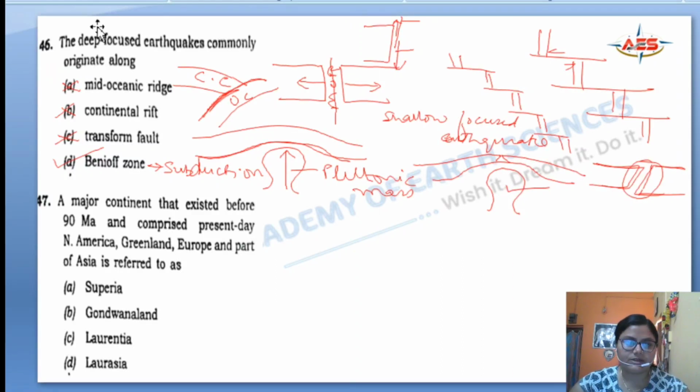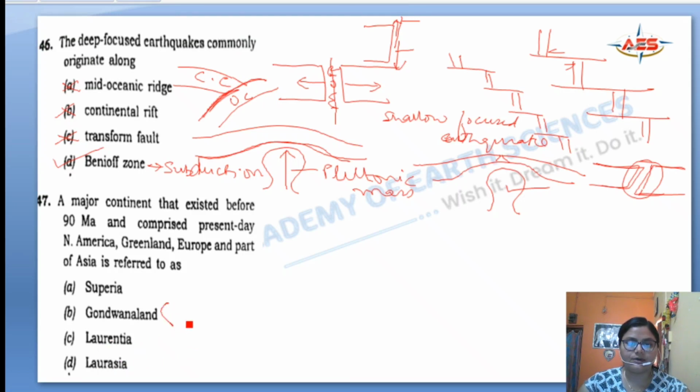We have question number 47. In 47 it is given a major continent that existed before 90 million annum and comprised present day North America, Greenland, Europe and parts of Asia is referred to as, क्या बोलते हैं? Superior, Gondwana land, Laurentia, फिर Laurasia.